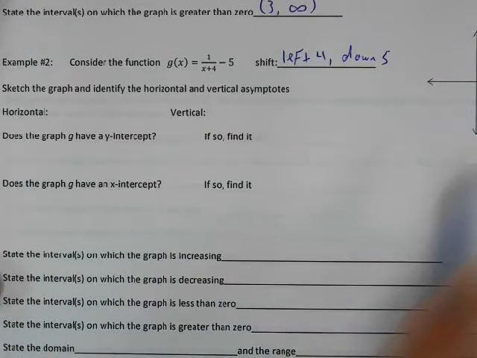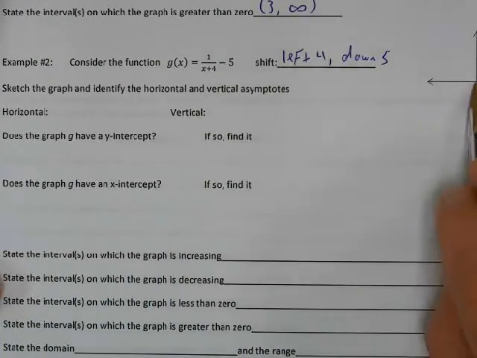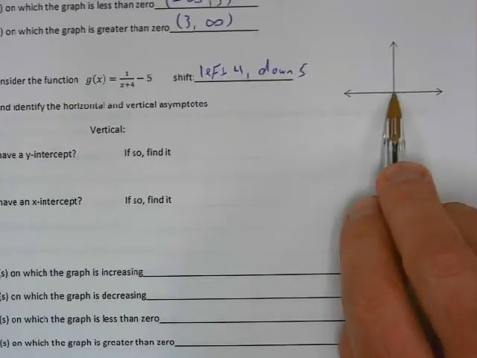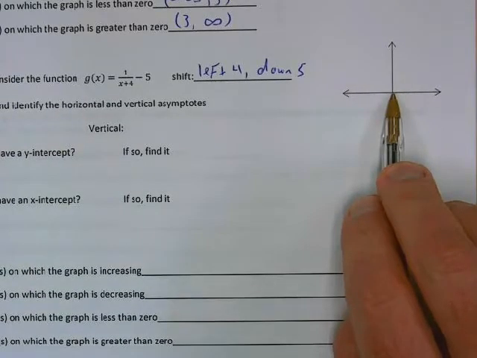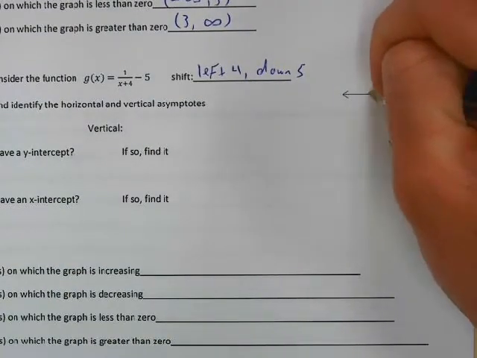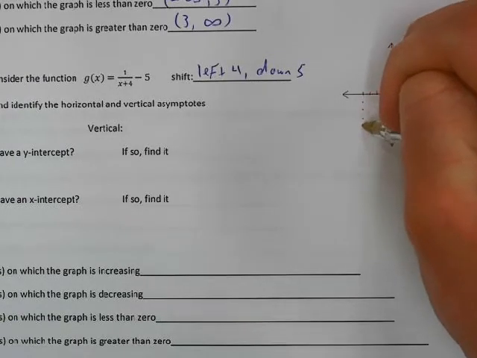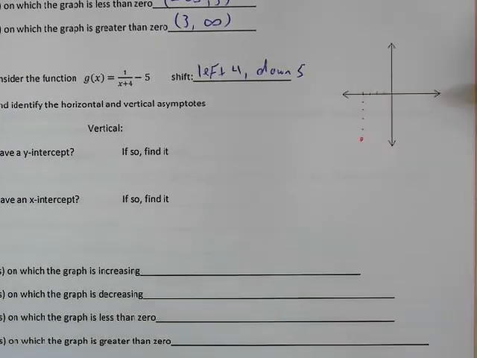Okay, so let's sketch it first because that's probably easier to do. Normally, we're right here at the origin. That's where our two asymptotes intersect. Well, now that intersection just got moved left 4 and down 5. So let's just go left 4. So 1, 2, 3, 4, and then down 5. 1, 2, 3, 4, 5 will be right about there.